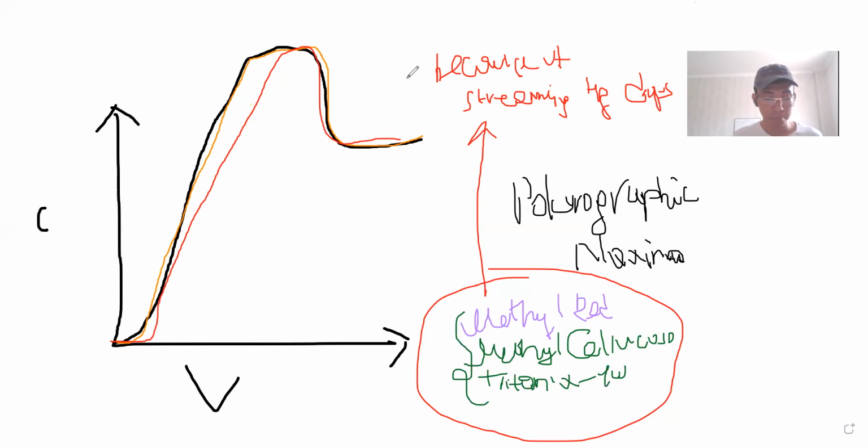So let's talk about applications of polarography, and after that, let's find out the advantages of this method. The technique is effective in the qualitative identification of unknowns. Did you get it, guys? This technique, polarography, is effective in the qualitative identification of unknowns.